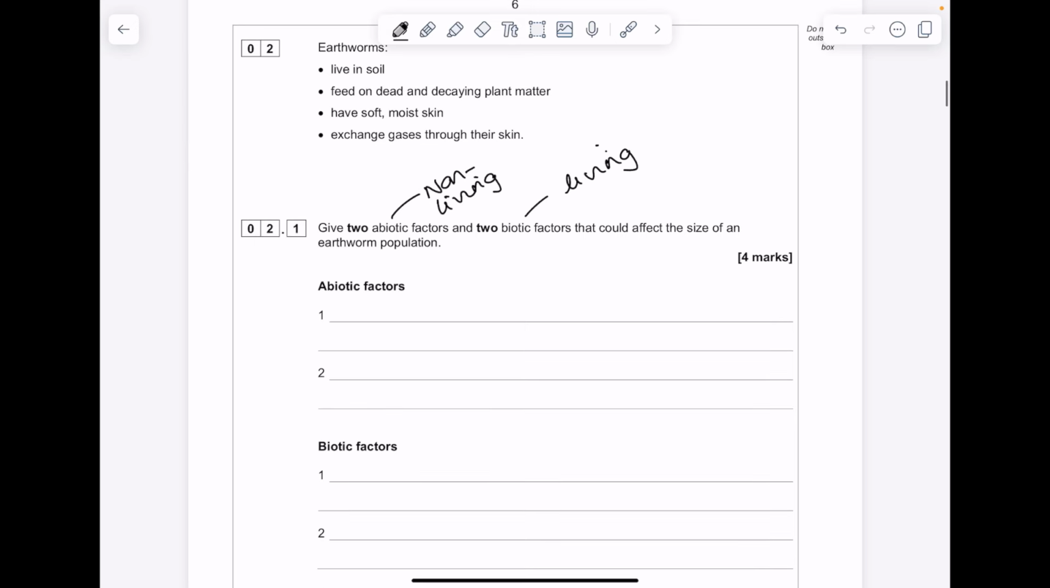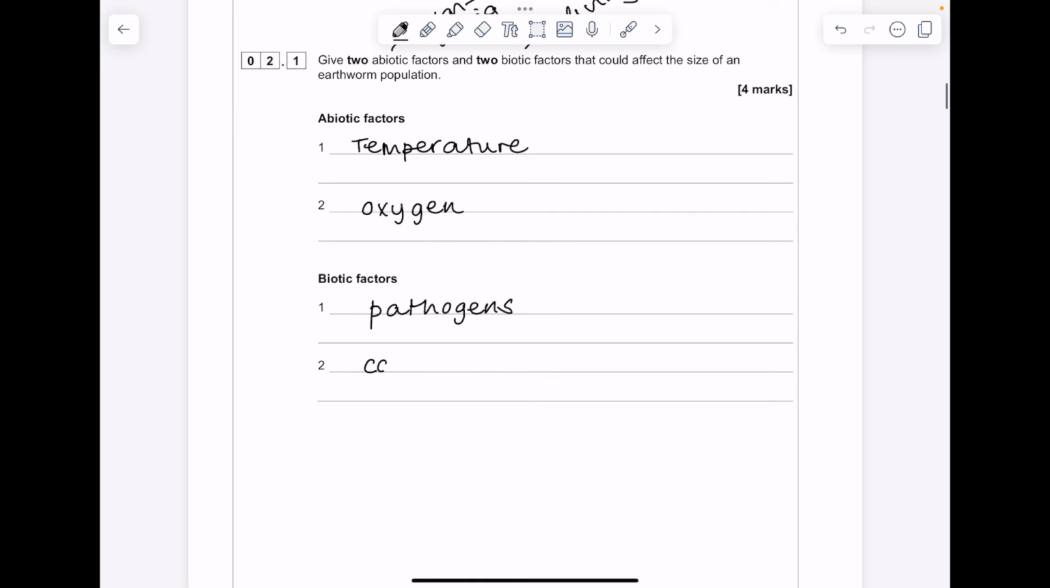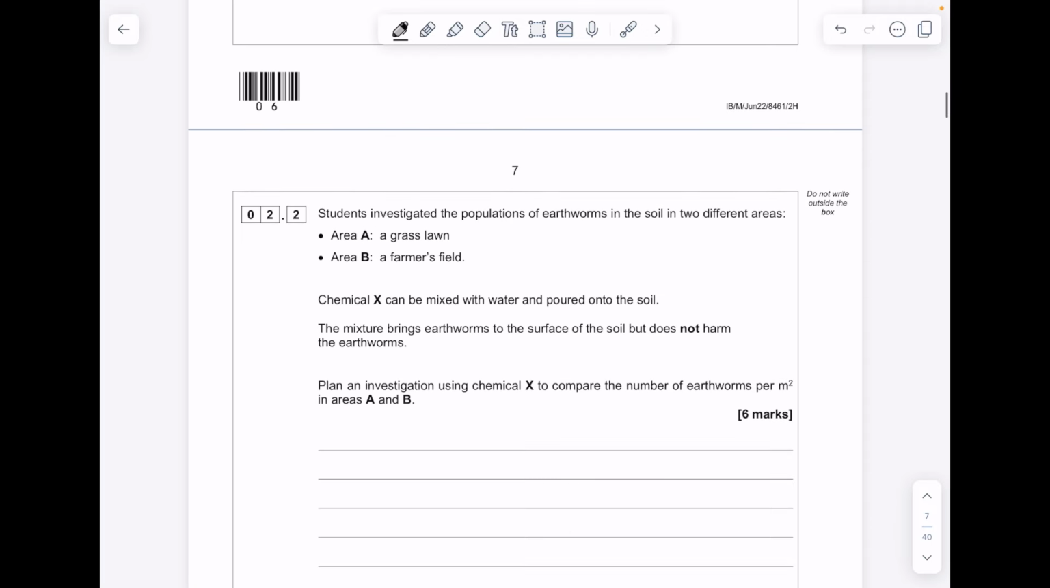So temperature will definitely affect the earthworm, as well as oxygen availability. You could have also said water, pH, mineral ions, texture of soil. Biotic factors, so the presence of any pathogens, these are living factors, obviously that will have an adverse effect on the earthworm, as well as competition from other earthworms. You could have also said food availability, any presence of predators.